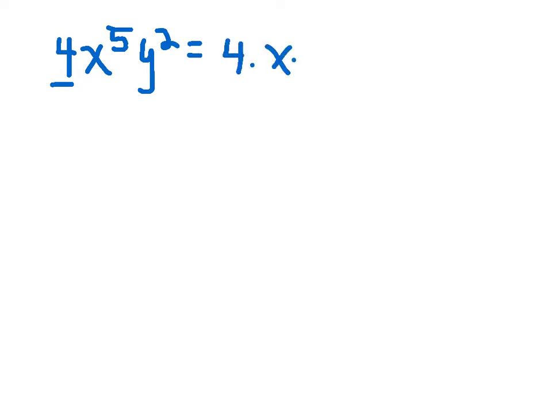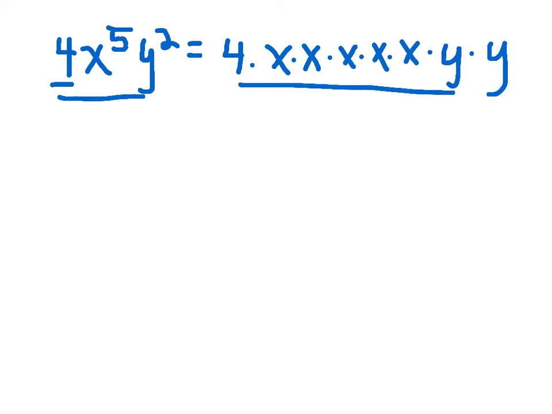If I say 4x to the fifth, I don't know, y to the second, when I expand that, this number 4 is called the coefficient. We're going to be dealing with that a lot. It is 4 times x times x times x times x times x times y times y. This is exponential form. This is expanded form.